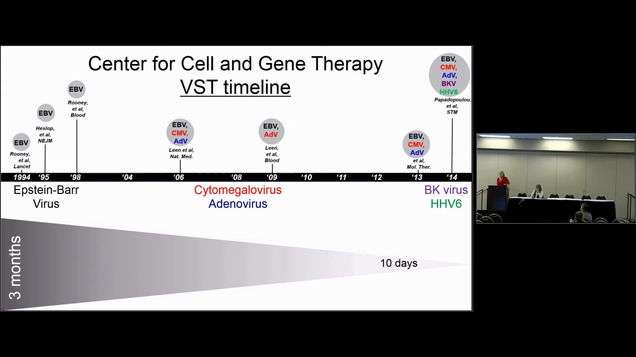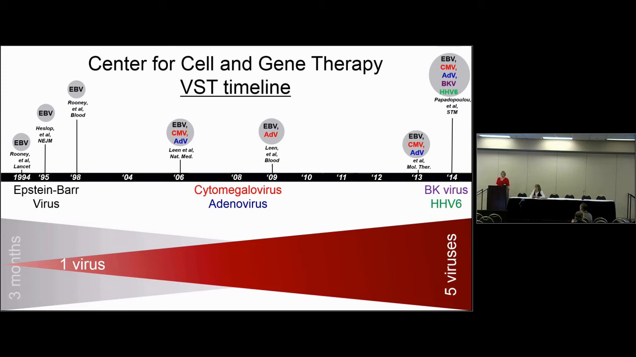And while we've targeted more and more viruses over time, because all of these and many more can be problematic at this time post-transplant, we've progressively also worked on our manufacturing platform to really streamline and make this process as efficient as possible. And I just show the timeline. At the beginning, it used to take us 3 months to generate every single T-cell product we generated. And now we can effectively generate a product in 10 days that targets up to 5 viruses.